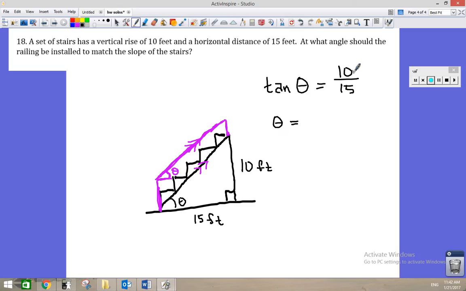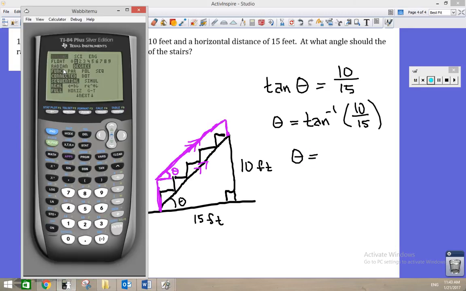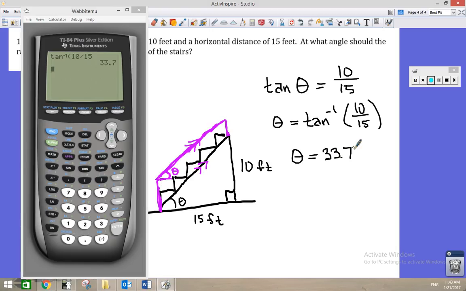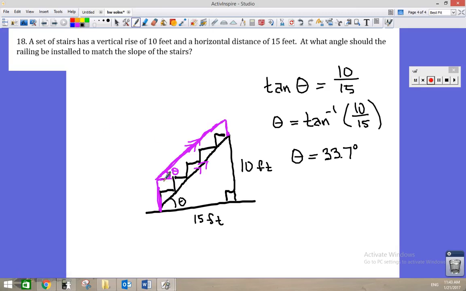Since I'm going to give the calculator the ratio and I want the angle, I have to use the inverse tangent. I believe my calculator is still set to degrees to the nearest tenth. And we've got that the inverse tangent of 10 divided by 15 is 33.7 degrees. So that's the angle at which you should attach your handrail. All right, so hey, I hope that helps.